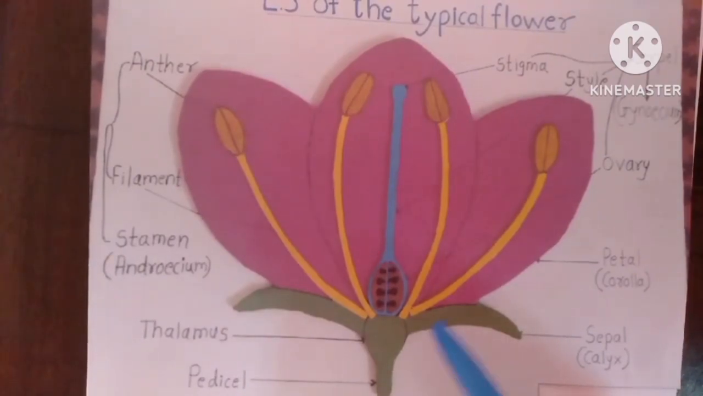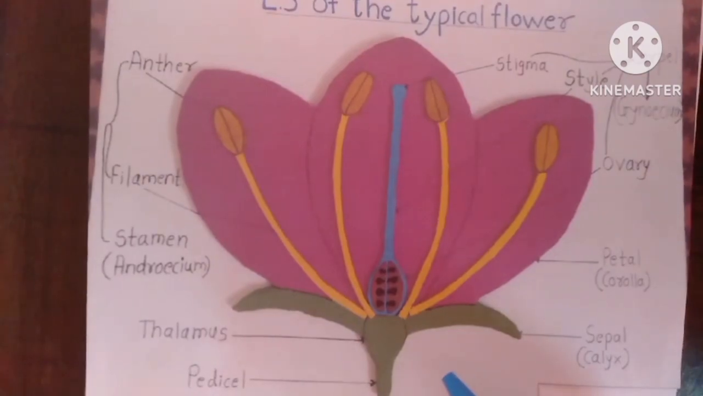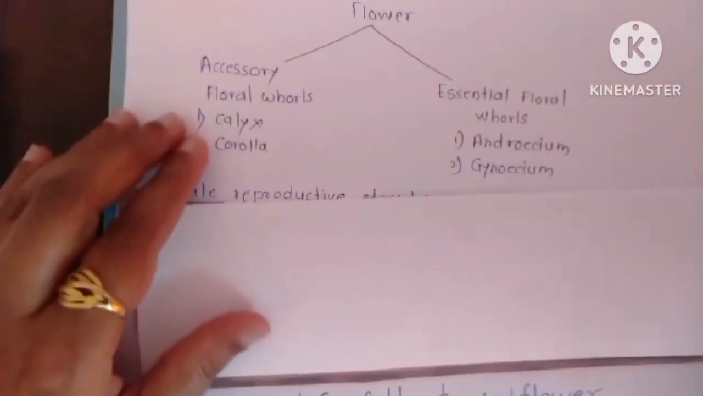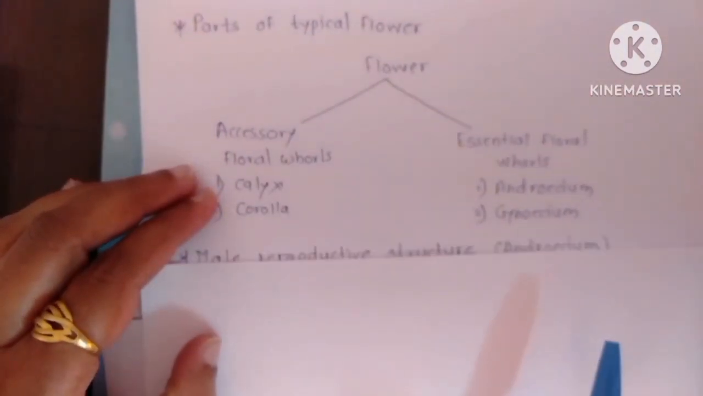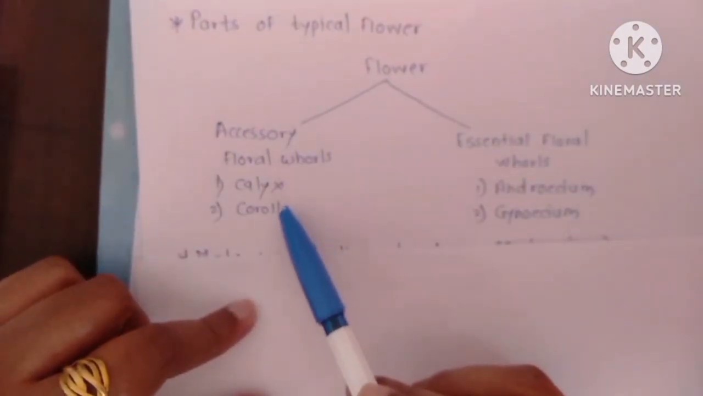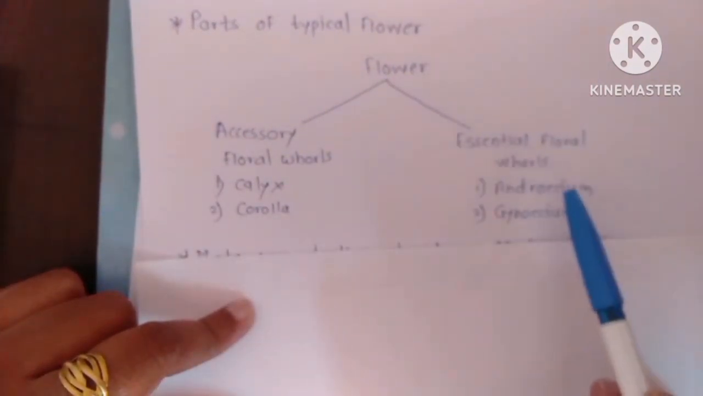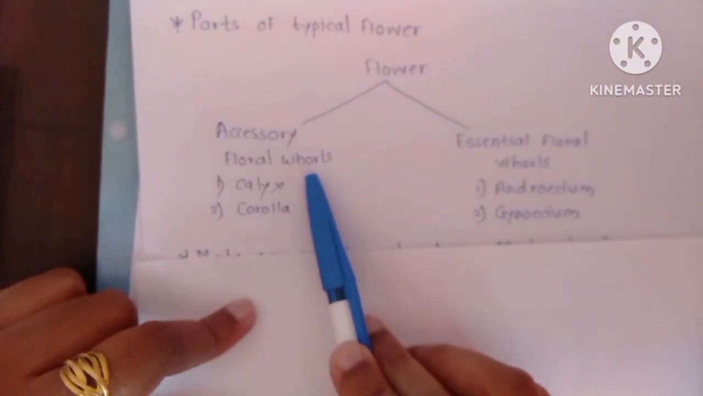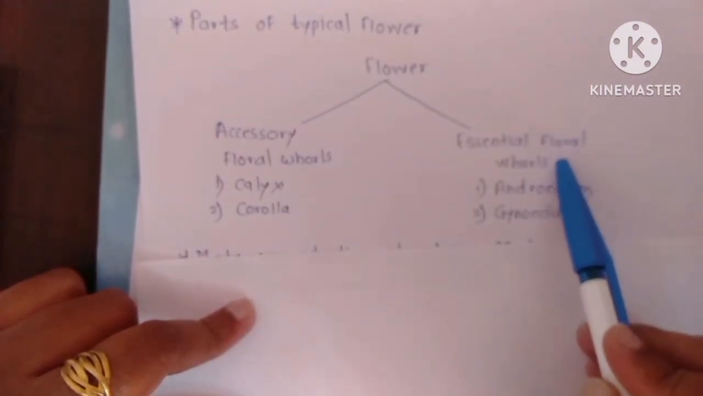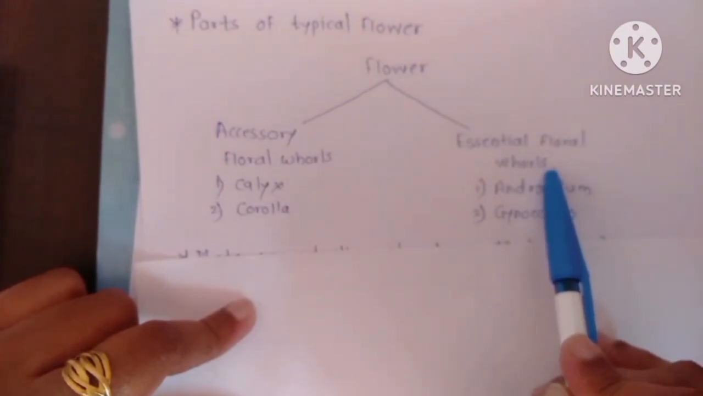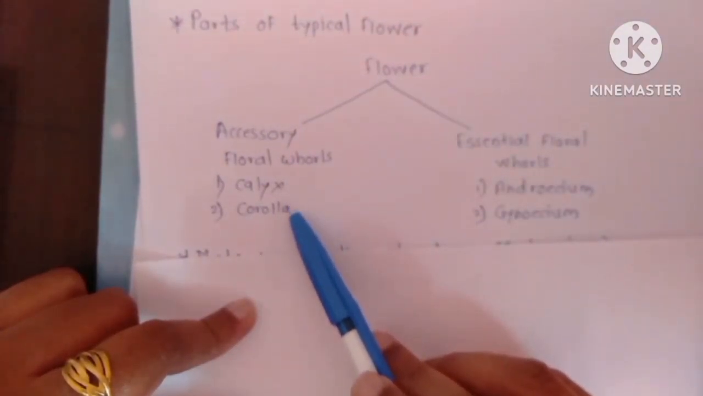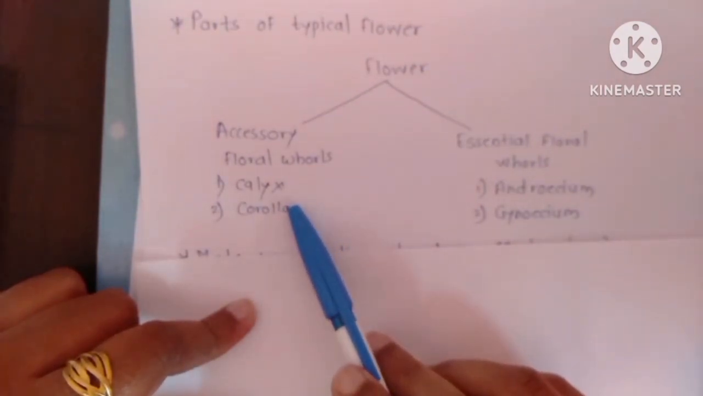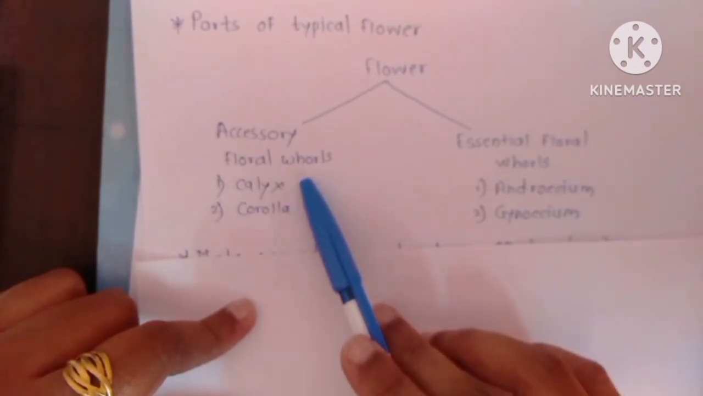The floral whorls are grouped into two groups: accessory floral whorls and essential floral whorls. Accessory floral whorls are calyx and corolla. Essential floral whorls are androecium and gynoecium. Accessory floral whorls are called non-reproductive floral whorls. Essential floral whorls are called reproductive floral whorls, because calyx and corolla do not take part in reproduction. Therefore, they are called non-reproductive floral whorls or accessory floral whorls.